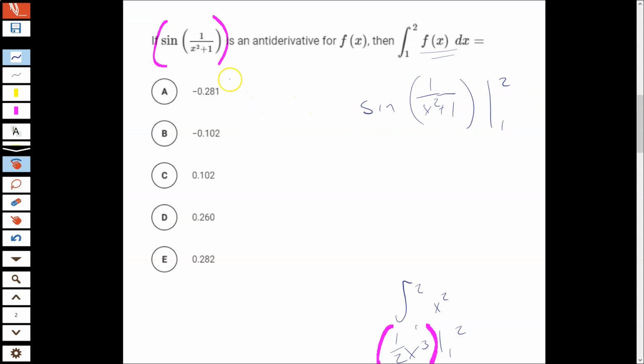Okay? Because it's an antiderivative, right? So the derivative of this would give me whatever f is. And we could actually figure out what f is by taking this derivative. It's kind of an ugly one though. Now we're just going to plug it in.